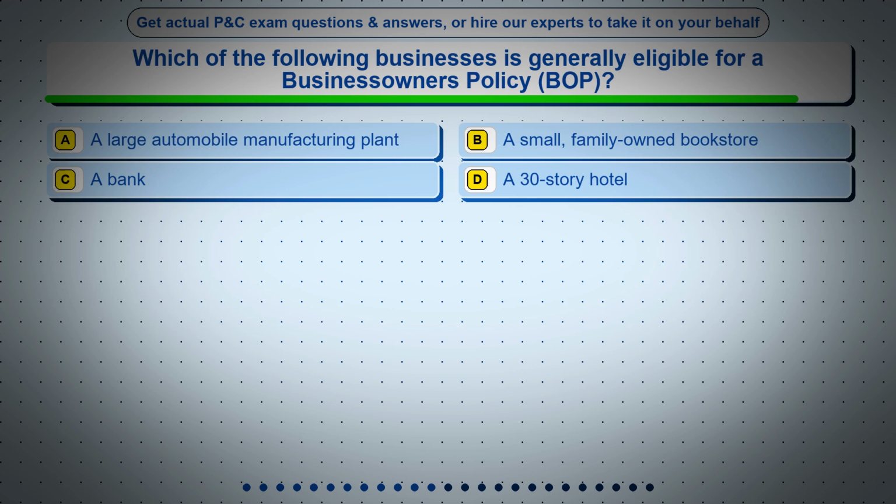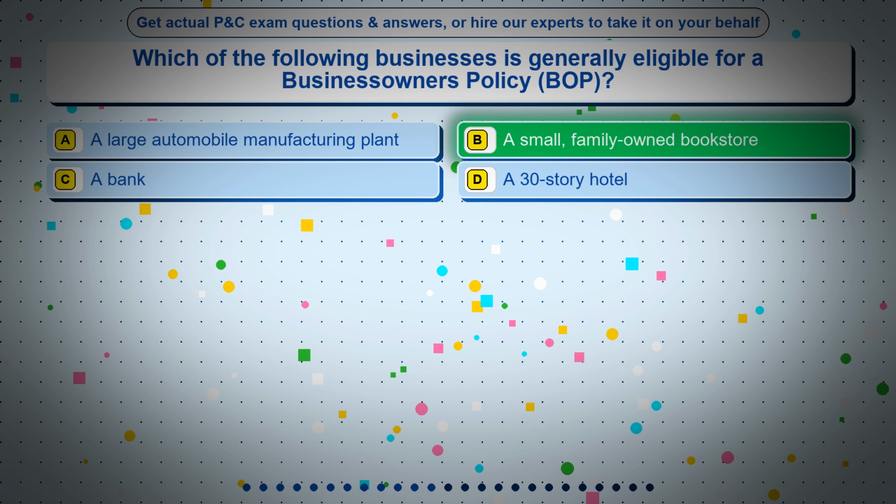Question 12. Which of the following businesses is generally eligible for a business owner's policy, BOP? Option A, a large automobile manufacturing plant. Option B, a small, family-owned bookstore. Option C, a bank. Option D, a 30-story hotel. The correct answer is option B, a small, family-owned bookstore.